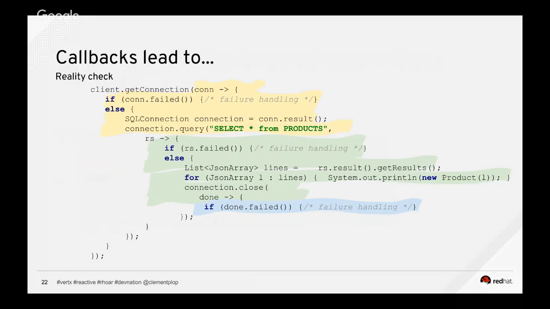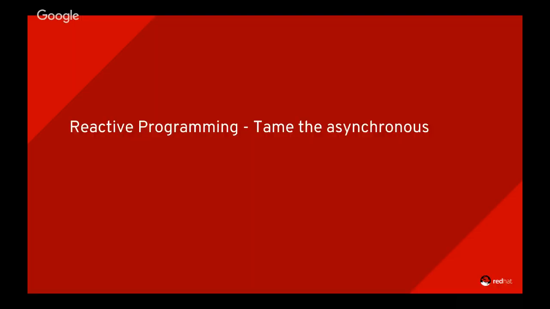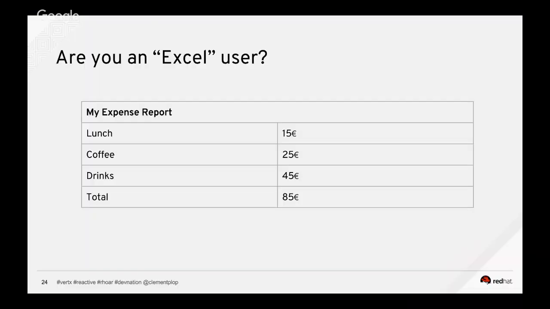So what can we do? How can we fix that? And it's where we have reactive programming. And reactive programming actually has been designed a long time ago. And the idea is, how do I write code to handle asynchronous events and streams?